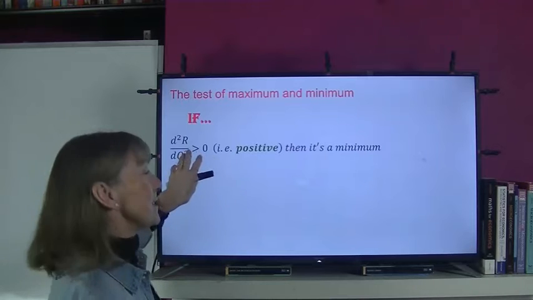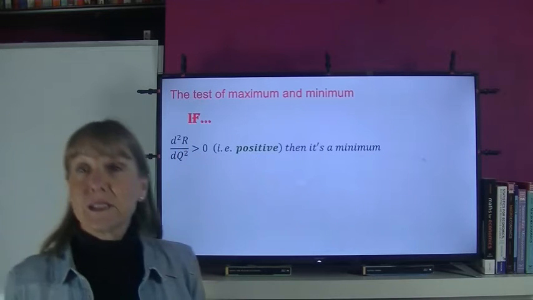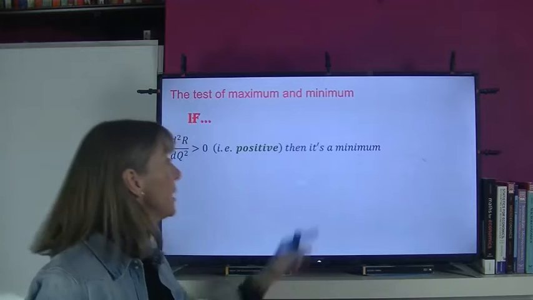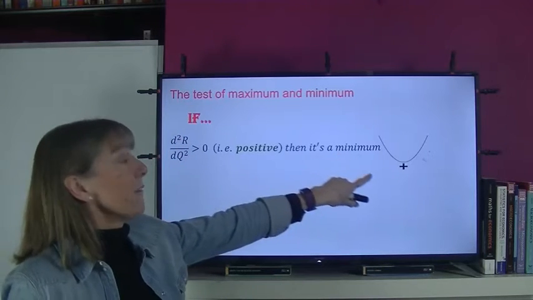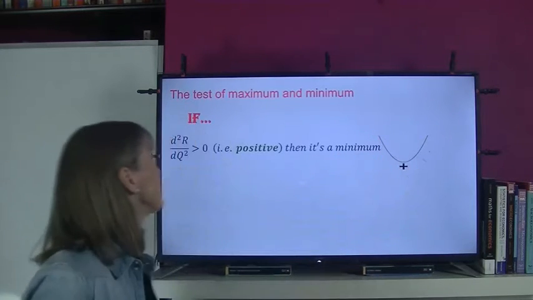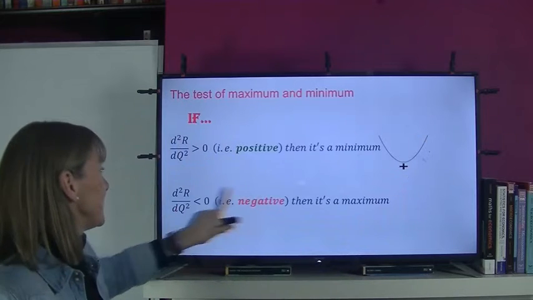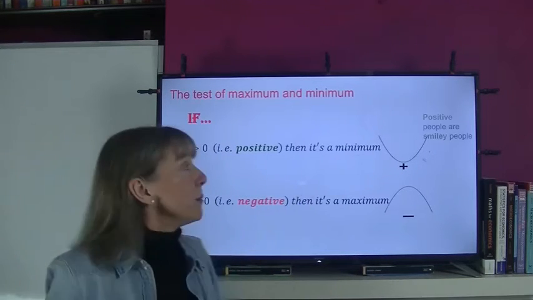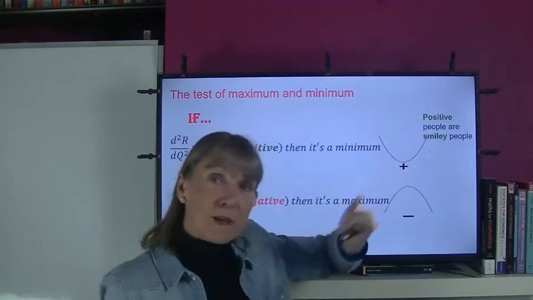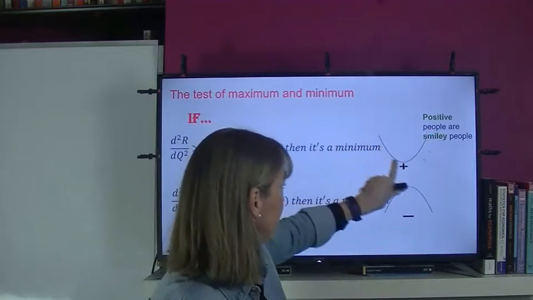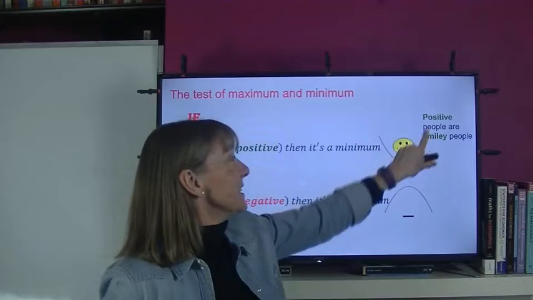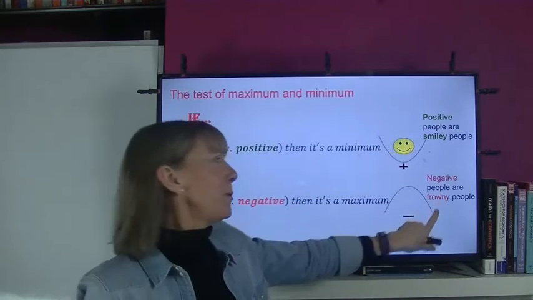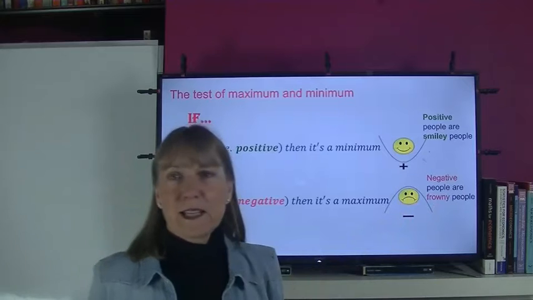If the second derivative is positive, i.e. if it's greater than 0 after we've substituted in one of the values of q, then we know it's a minimum. It's like that. It's a minimum point. Whereas if it's negative, the second derivative is negative, it's a maximum. And this is how I remember. Positive people are smiley people, and they smile like that. They smile like a minimum function, whereas negative people are frowny people, and they frown, and that looks like a maximum.